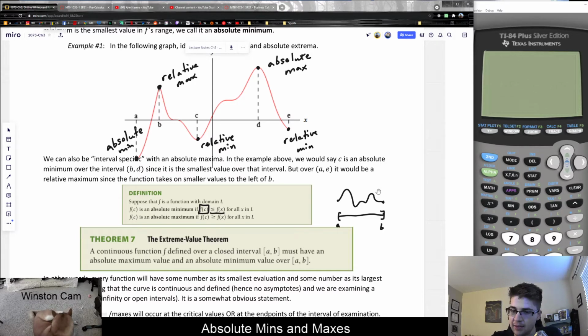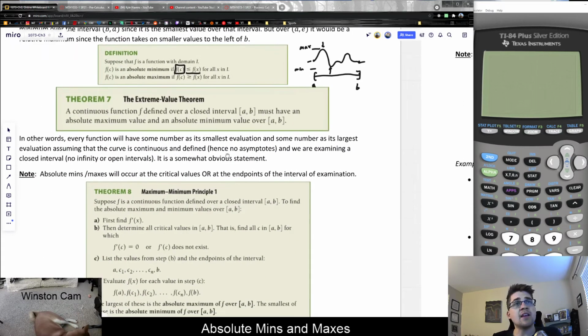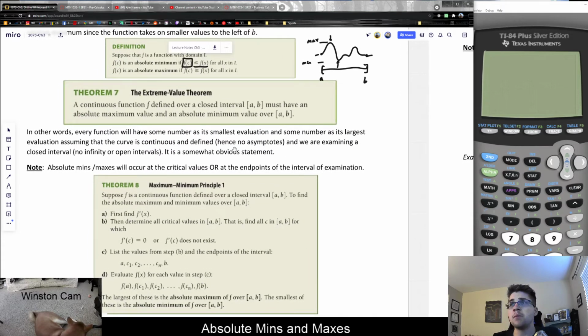But at the end of the day, we have our max, or the top of our range, and we have our min, the bottom of our range, which coincide with, again, critical values or the starting and end points if those were the highest and lowest values. And this all leads us to what's called the maximum minimum principle 1.